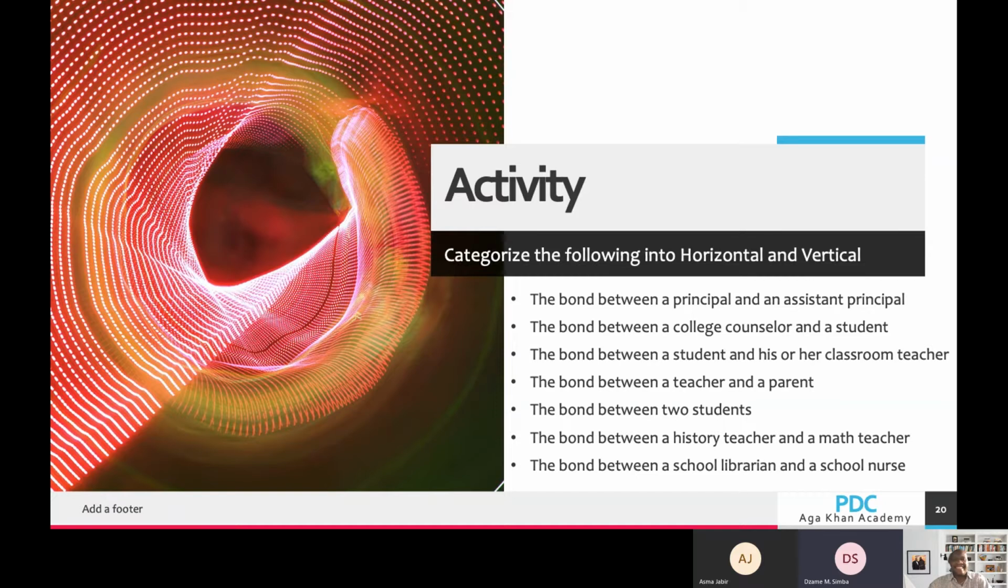Yes. In a sense that it's dripping down from the superior, or rather from the head to the deputy. That is somehow vertical. Thank you. Asma, can you pick another one? We are looking at all of them. So one is already sorted.